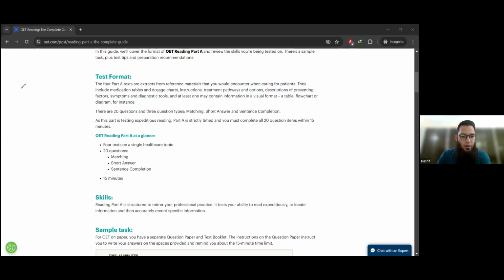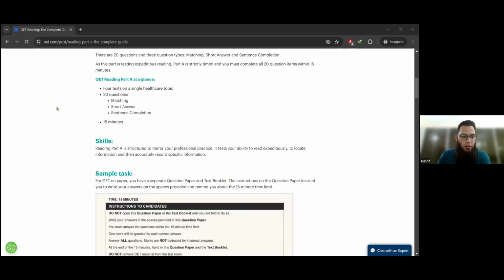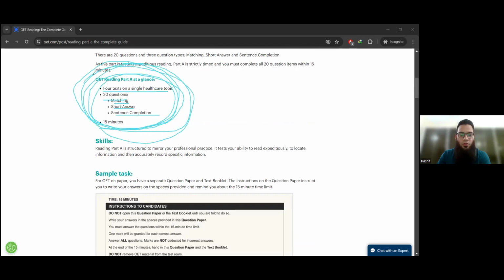What is next? Next is OET Reading Part A at a glance. Four texts on a single healthcare topic, 20 questions, matching, short answer, sentence completion, and 15 minutes. So this is all about Part A. If you want to know what Part A is, this is the first class. Four texts on a single healthcare topic, that is good.